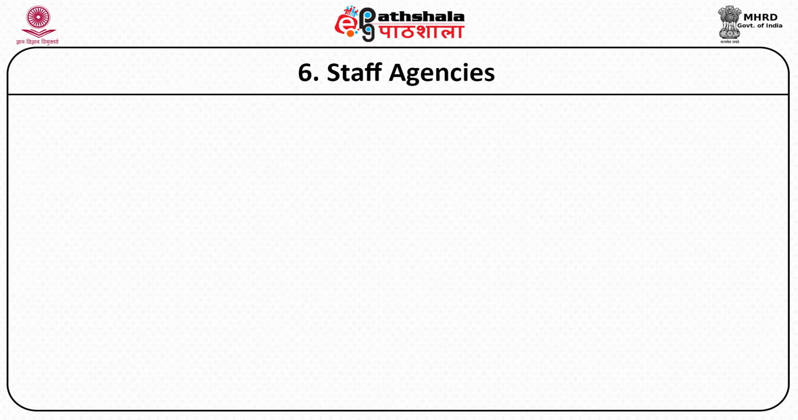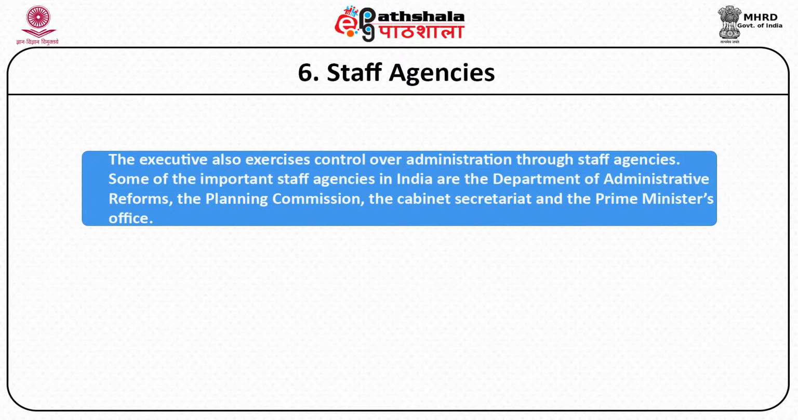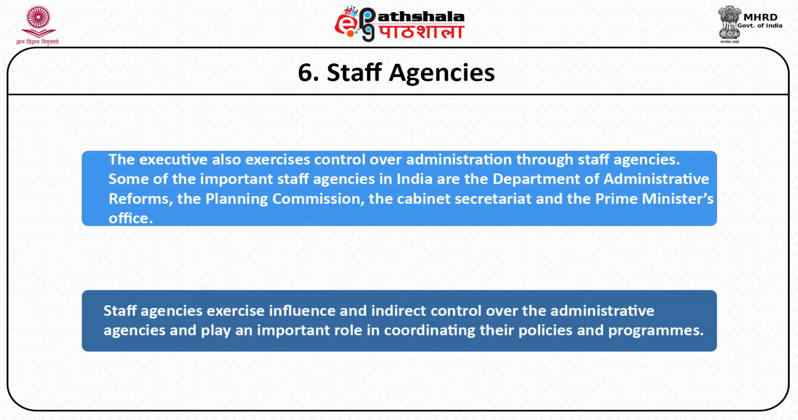Then comes the staff agencies. The executive also exercises the control through staff agencies. Some of the important staff agencies in India are Department of Administrative Reforms, the Planning Commission, the Cabinet Secretariats, and the Prime Minister Office. Now, the staff agencies exercise influence and indirect control over administrative agencies and play an important role in coordinating their policies and programs.